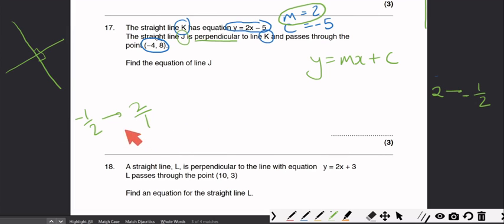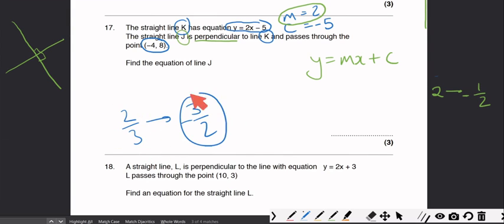If, let's suppose, the gradient happens to be just 2/3, then to find the gradient of the perpendicular line, you reciprocal it, flip it, and then positive becomes a negative. So the gradient of a line happens to be that, the gradient of the perpendicular one would be that, all right?